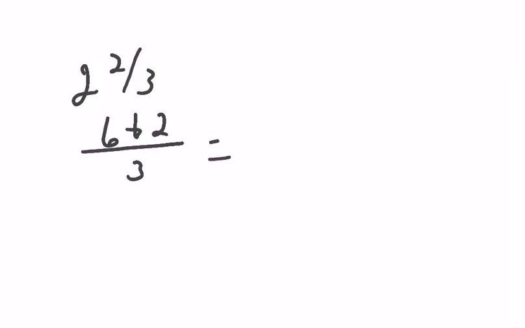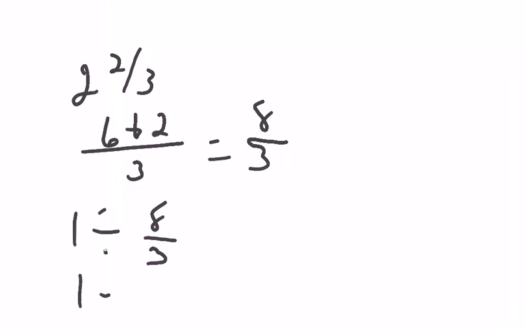I can do the same thing with the other one. So if I have 2 2/3, that becomes 2 times 3 is 6, 6 plus 2 over 3. So that's 8/3. But I have 1 divided by 8/3, which becomes 1 times 3/8, which is 3/8. So that means I can rewrite the 1 over 2 2/3 as 3/8.